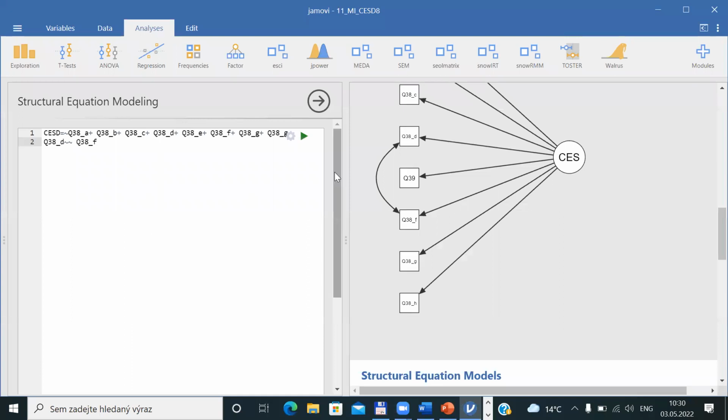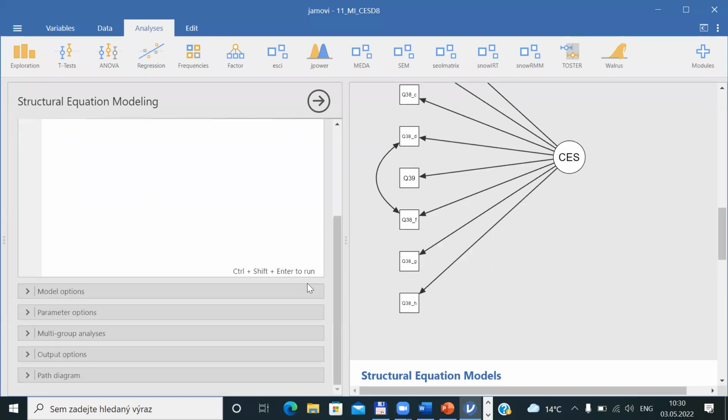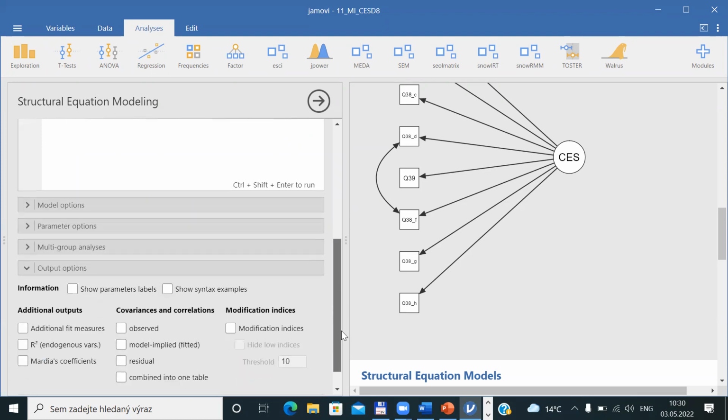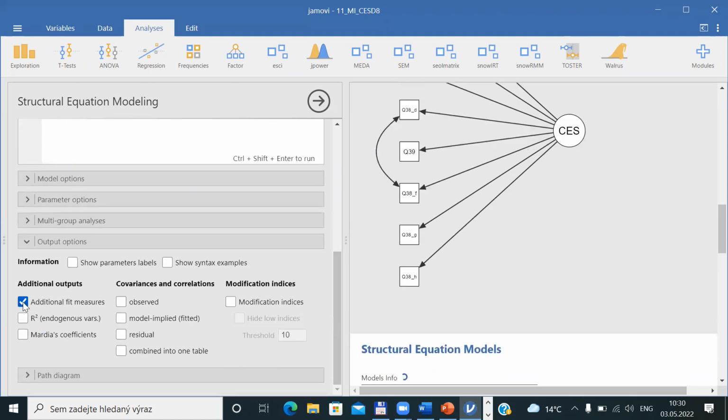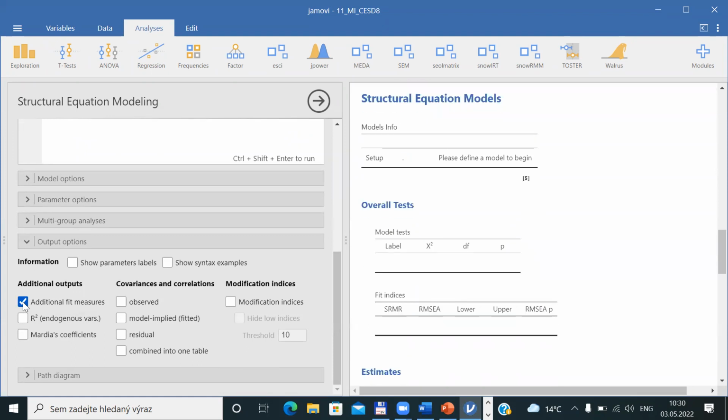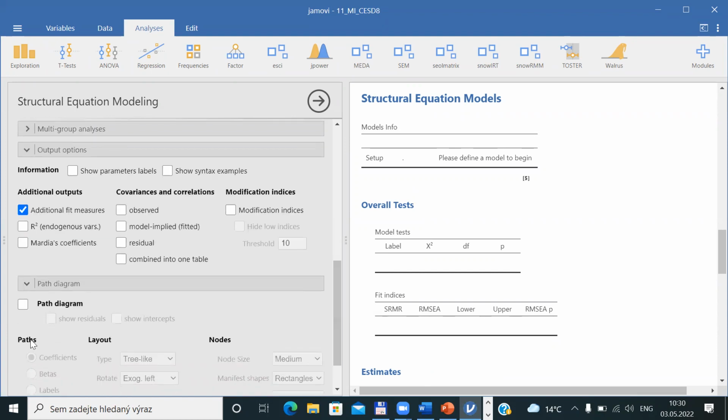So that's my first step. And then I would go down. I would ask only for output options to see additional fit measures, as we would like to compare results for CFI, which is not generally present. And I can also ask for a path diagram to check whether my model is defined properly. So path diagram, and ask for betas for simplicity.